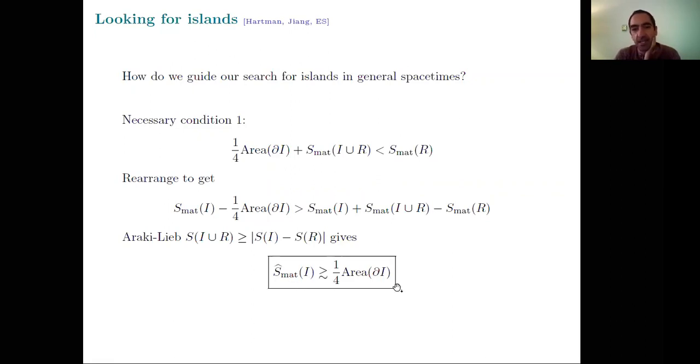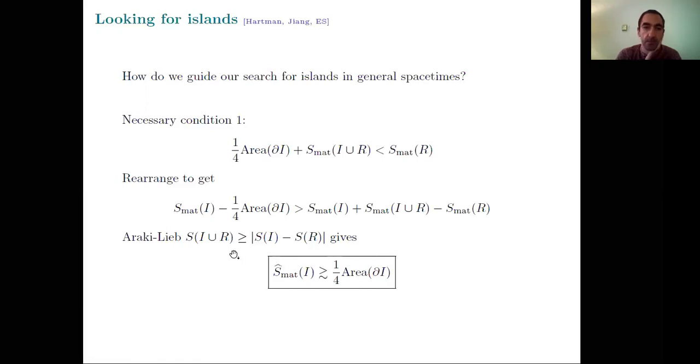And the thing you get is morally just that the finite piece of the matter entropy should be roughly greater than A over 4G. So it tells you the intuitive thing that people often understood about islands: anytime the matter entropy gets large and you can cut the cost in the generalized entropy by including an island region, you should do it. Again, to make that precise requires being careful about the infinities, but that's one necessary condition.